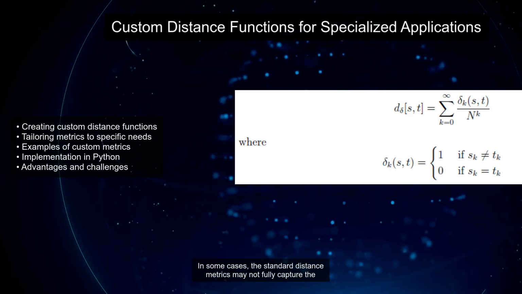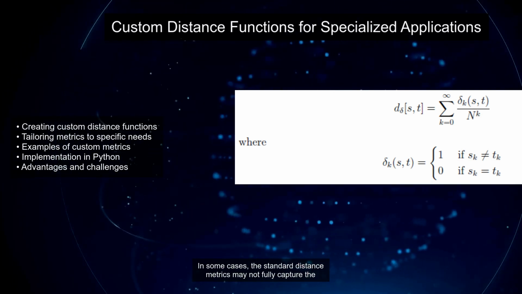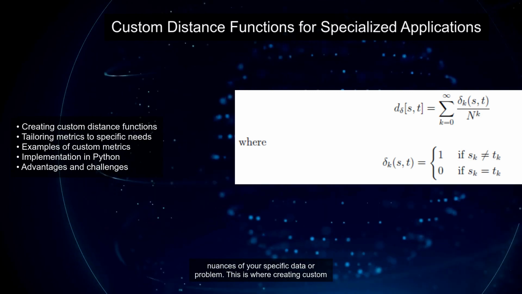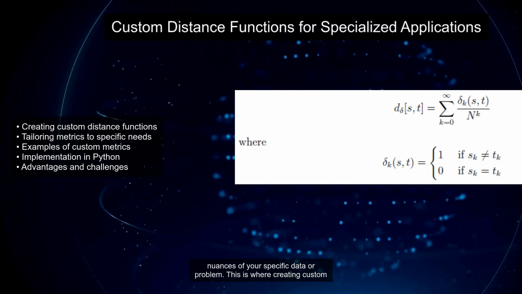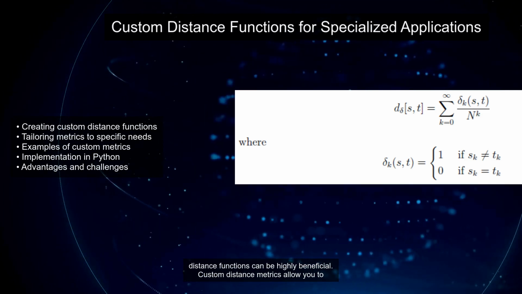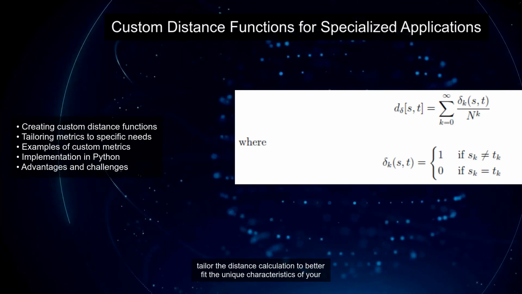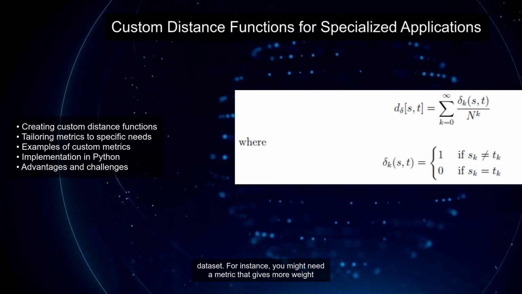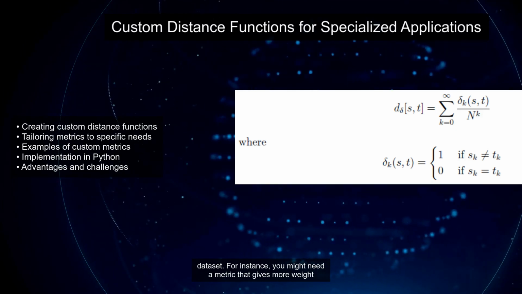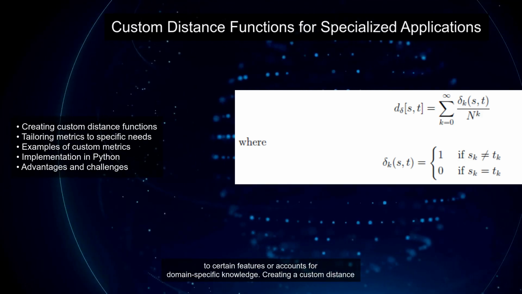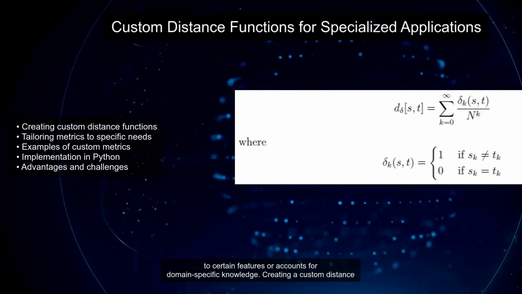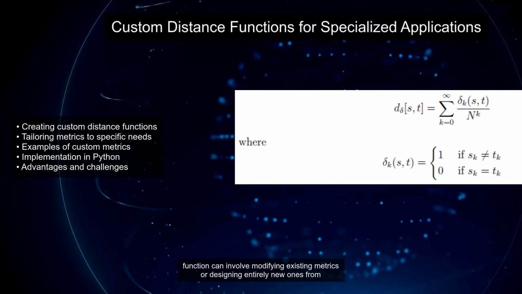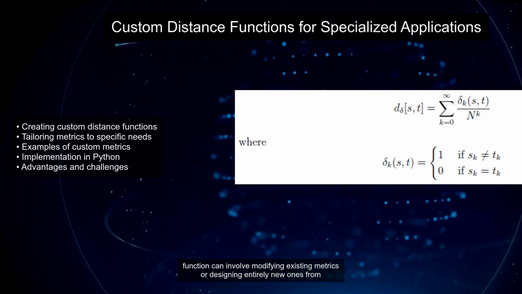In some cases, the standard distance metrics may not fully capture the nuances of your specific data or problem. This is where creating custom distance functions can be highly beneficial. Custom distance metrics allow you to tailor the distance calculation to better fit the unique characteristics of your dataset. For instance, you might need a metric that gives more weight to certain features or accounts for domain-specific knowledge. Creating a custom distance function can involve modifying existing metrics or designing entirely new ones from scratch.